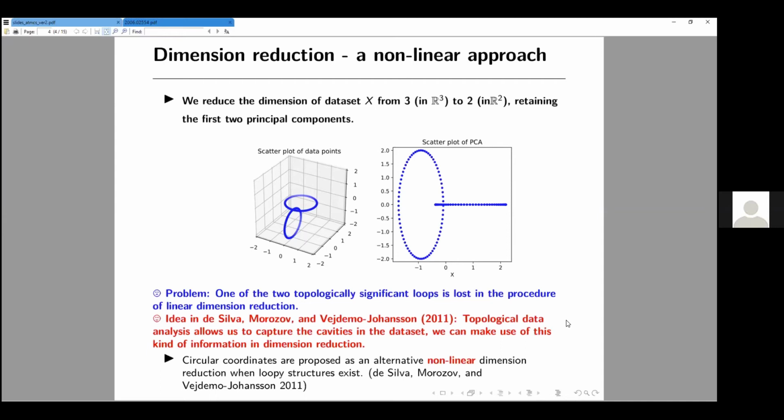Therefore, they proposed the circular coordinate as an alternative nonlinear dimension reduction method when there are loopy structures in the original data set. The circular coordinate is based on persistent cohomology mechanisms, of which I'll give a brief introduction.